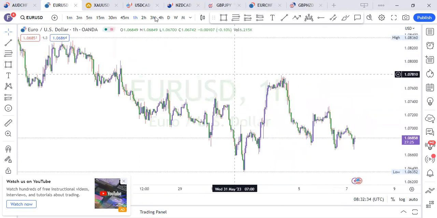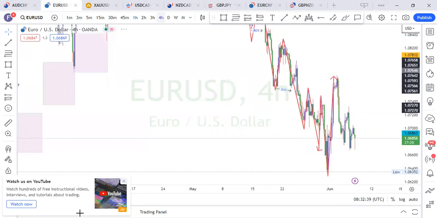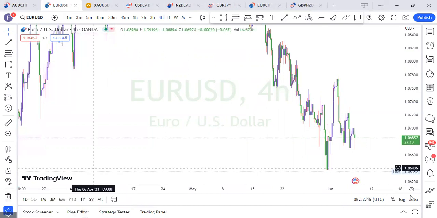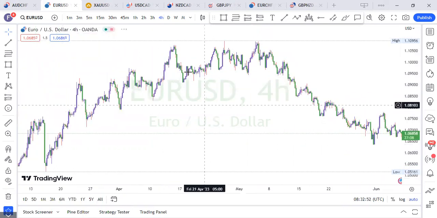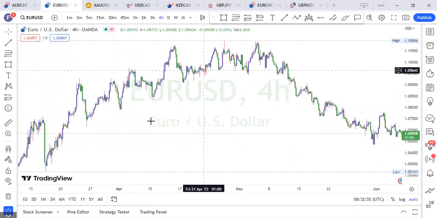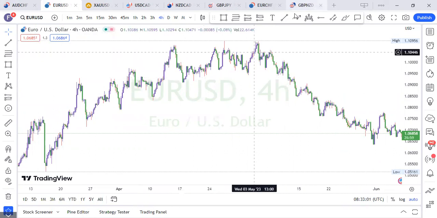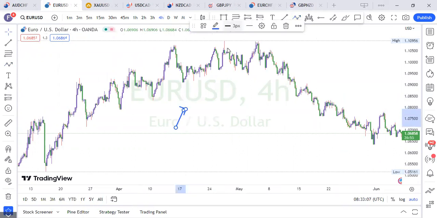Let's go to the 4-hour timeframe. This is a perfect example for us to use because we are having an upward movement from this level and then a down movement from this level. You understand? Because the market actually changed direction from all these levels. Now let us just mark them out and then see how we can utilize them.